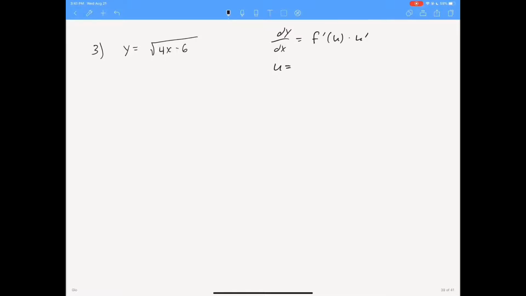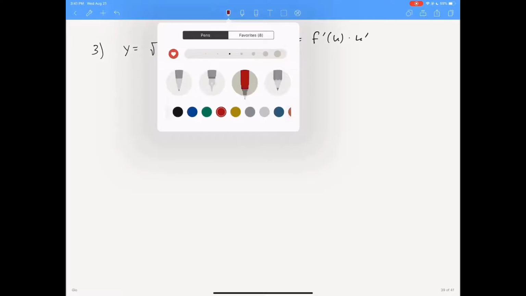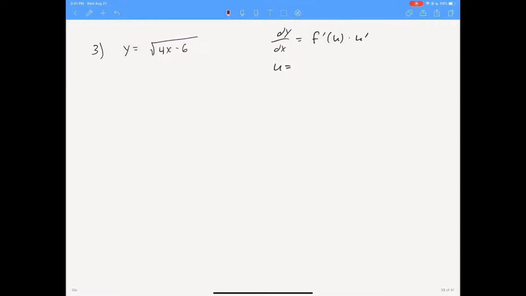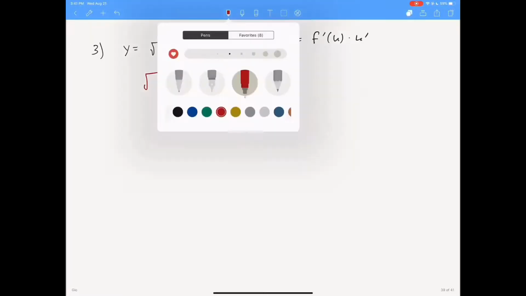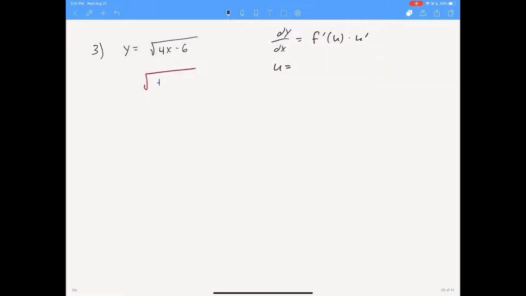So let's just take a look at what we're dealing with here. So root 4x minus 6. So we can sort of establish that we have a big radical going on here. So we'll say our outside function is the square root. And then our inside function will be 4x minus 6. So let's just write that our inside function is 4x minus 6.